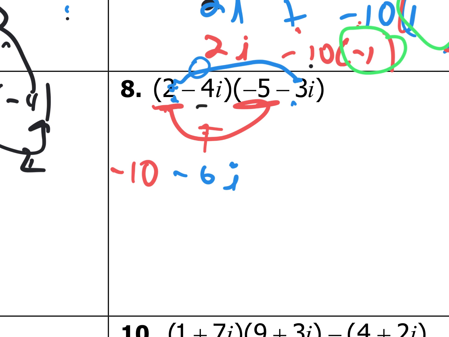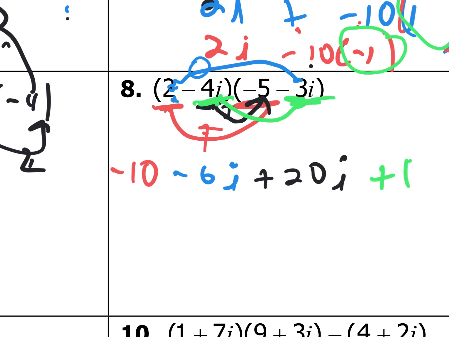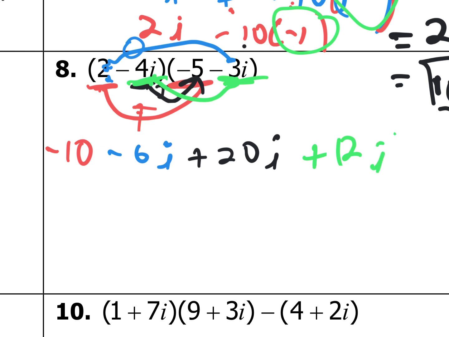How about a negative 4i times a negative 5? That's my inner. Positive 20 what? i. Nice job. And there's only one set left, the last two: the negative 4i times a negative 3i. Positive what? 12i squared. I wrote that.